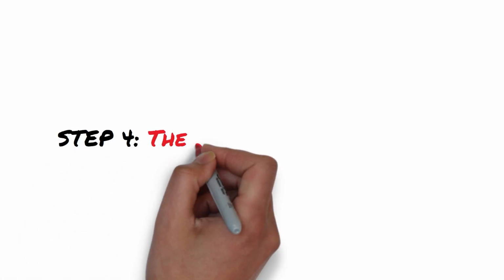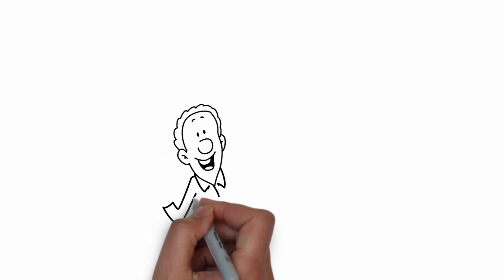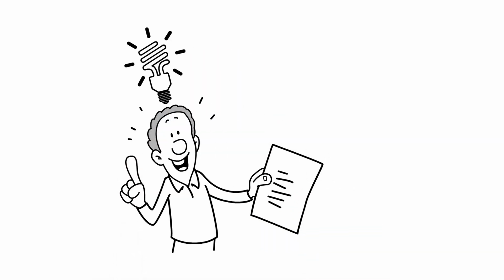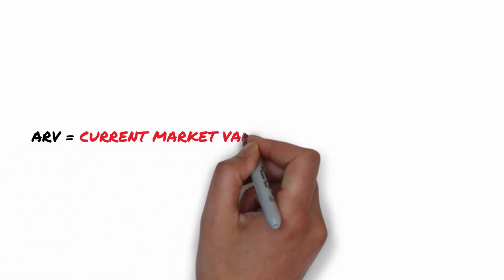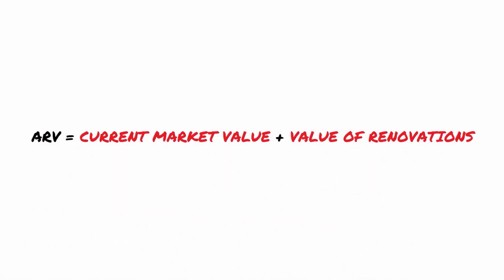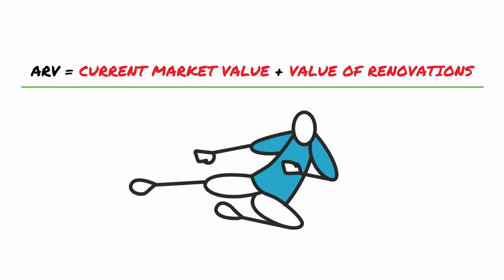Step 4. The ARV formula unveiled. And now, my eager disciples, the grand finale, unveiling the ARV formula. Drumroll, please. ARV equals current market value plus the value of renovations. Simple yet potent, like a well-executed martial arts move.